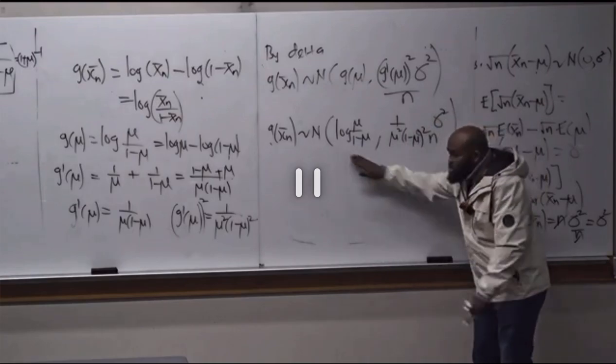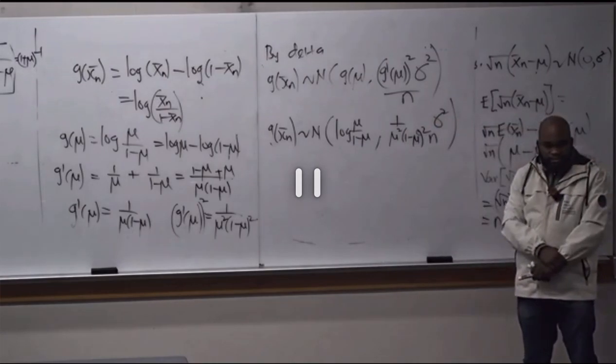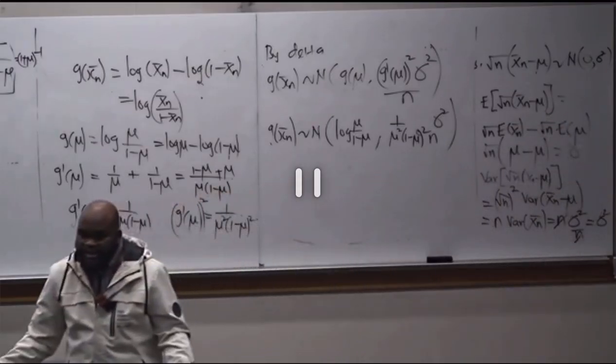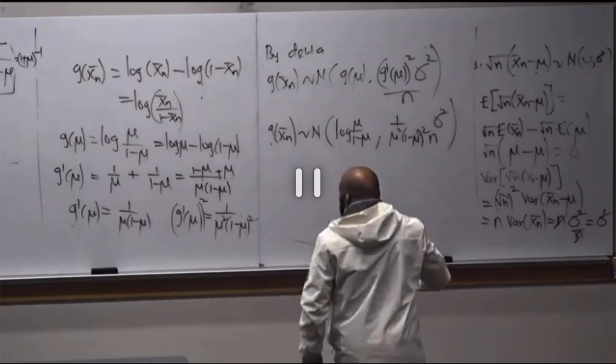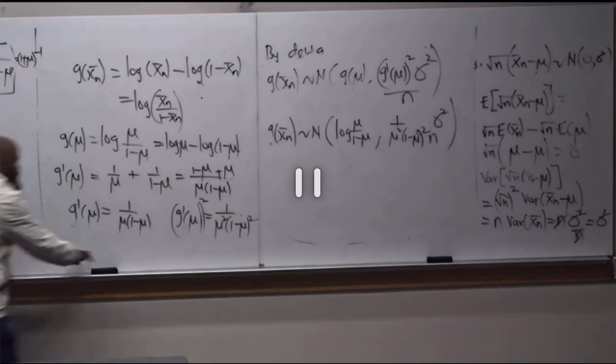At this junction, can somebody tell me what I am going to do next? Exactly. Now, I will go to the underlying distribution. Please pay attention. What was the distribution? Beta, right?